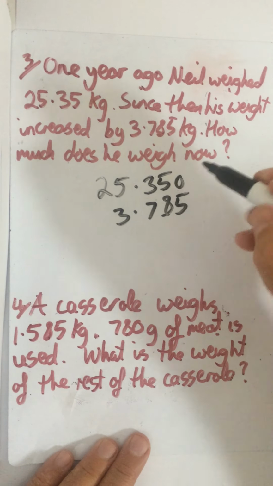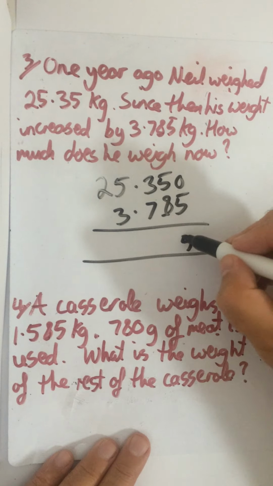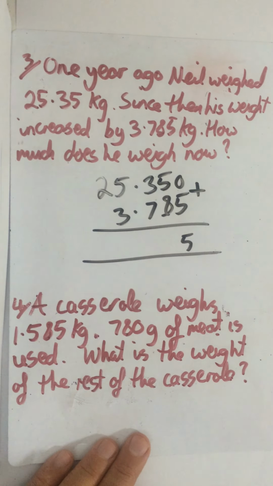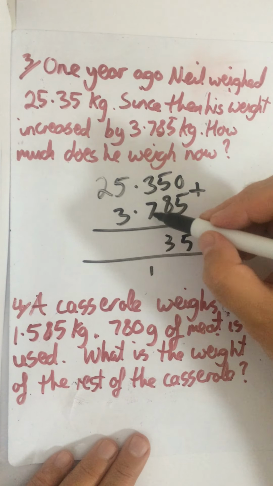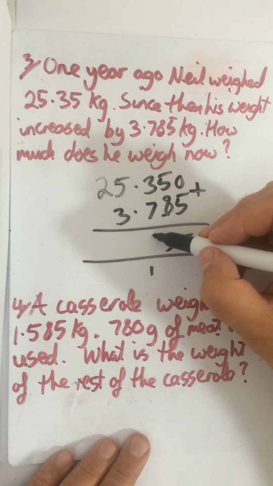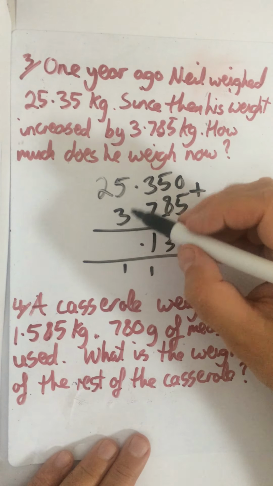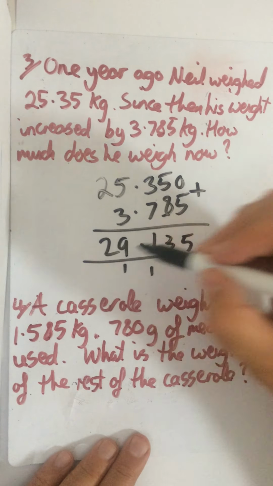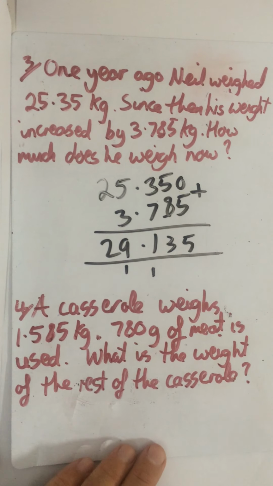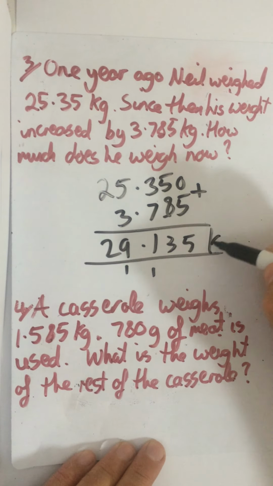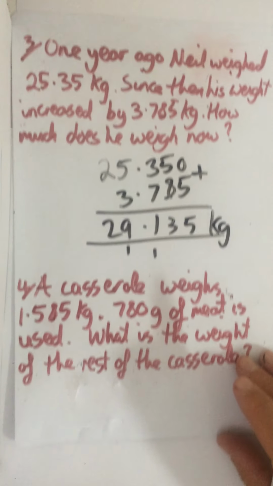3.785. It might be worth putting a 0 in there. Sorry, it's an add, yeah, because we're finding out the new weight. 8 plus 5 is 13. 3, carry the 1. 7 plus 3 is 10, and 1 is 11. Carry the 1. 5 and 3 is 8, 1 is 9. 2. Okay, so 29.135. Okay, 29 kilograms. Right, and let's look at the last one.